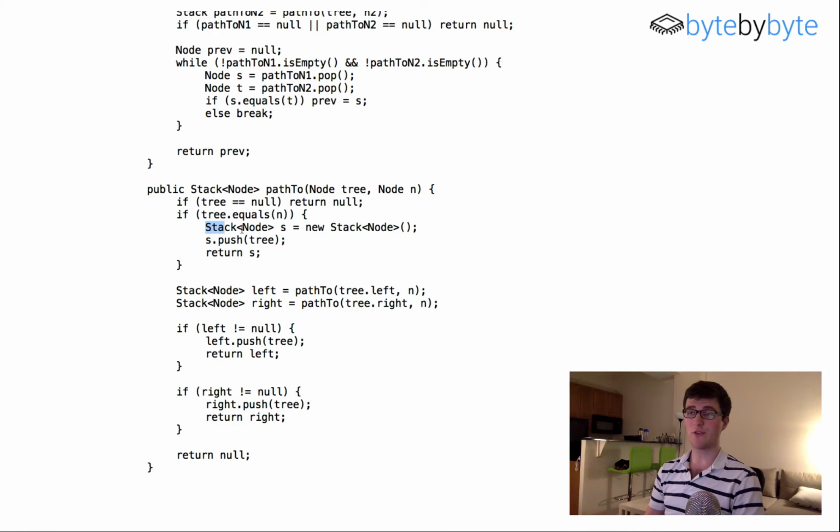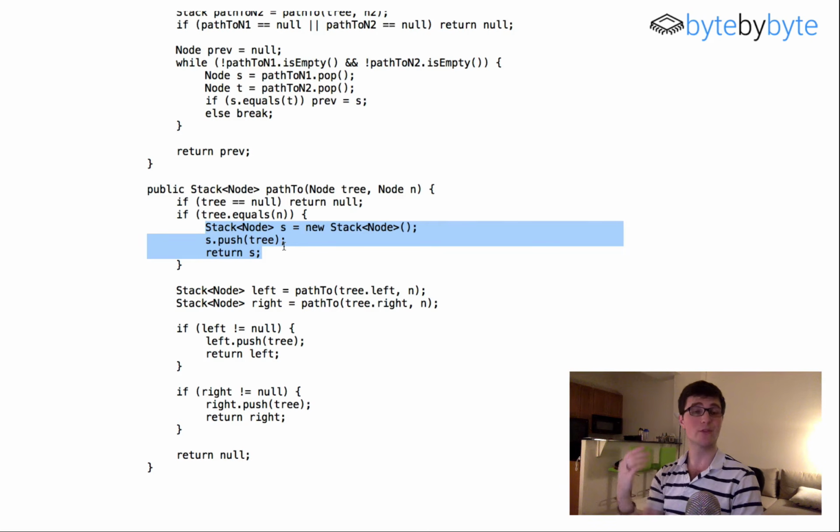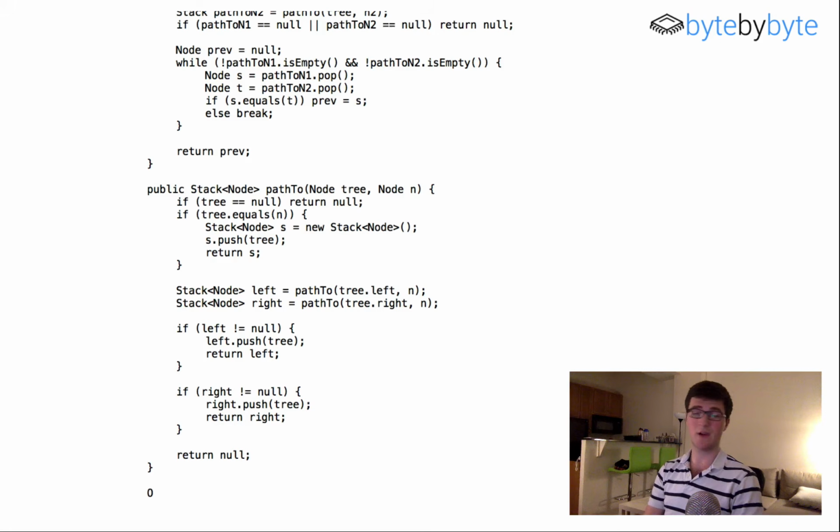And the same is true for our stack that we're creating, right? Because the stack could also be up to the depth of the tree. So our space complexity here for our unfortunate case where it's not balanced, which is what we have to assume here, is going to be O of n.